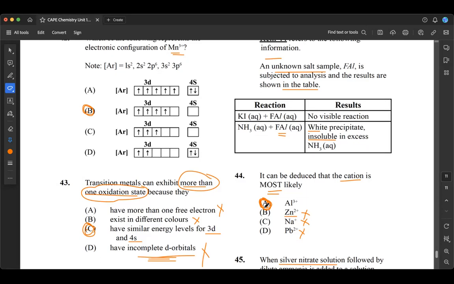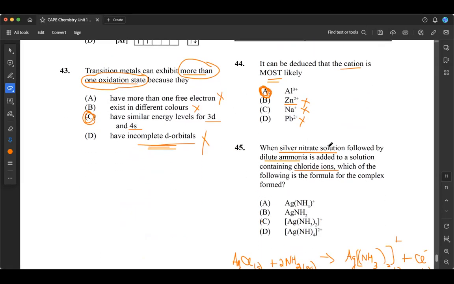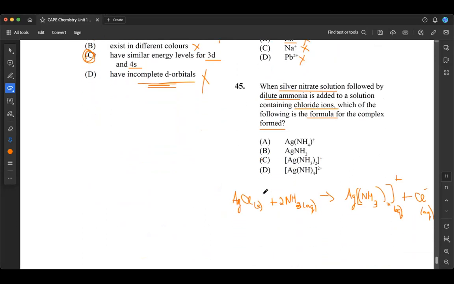All right. So 45 and final: when a silver nitrate solution followed by dilute ammonia is added to a solution containing chloride ions, which of the following is the formula of the complex formed? So say we have, let me write the first step, AgNO3, and we're adding that to a chloride solution that has chloride in it. We're going to end up getting AgCl. That's what we're going to get as our products. And of course, we would have gotten the nitrate ion being displaced, right?